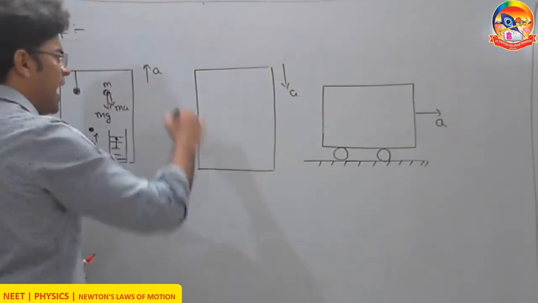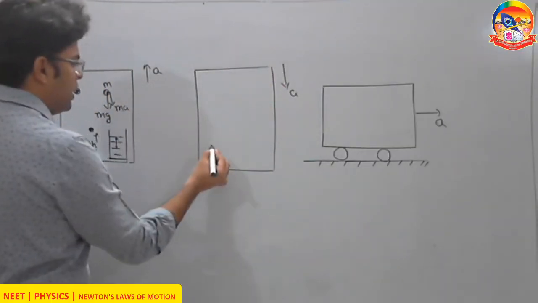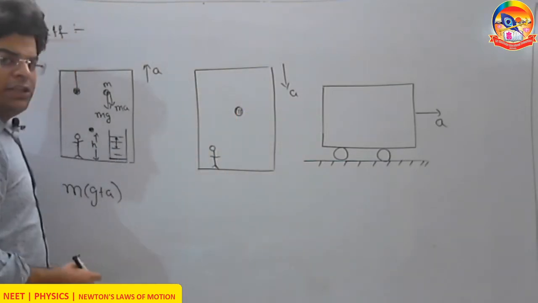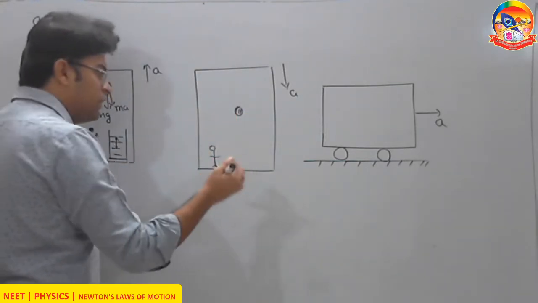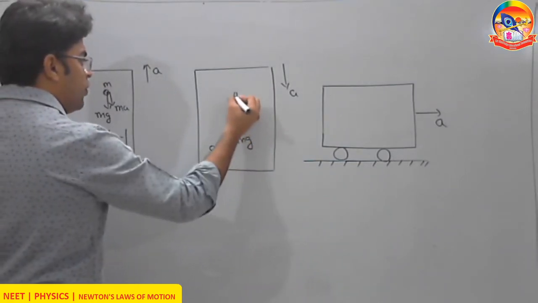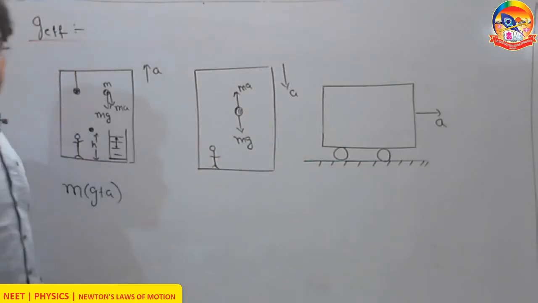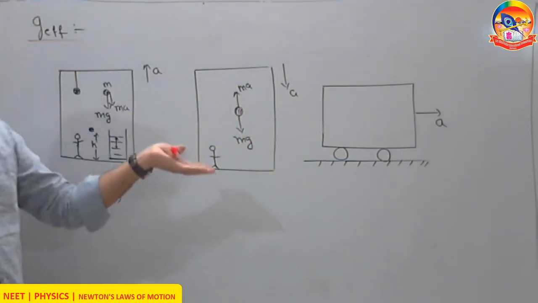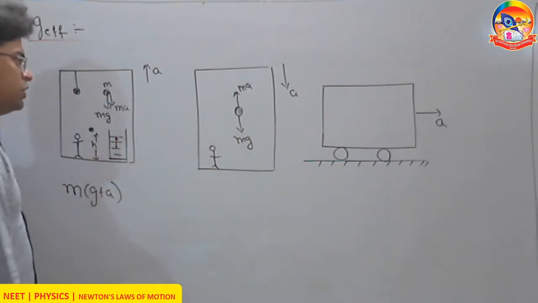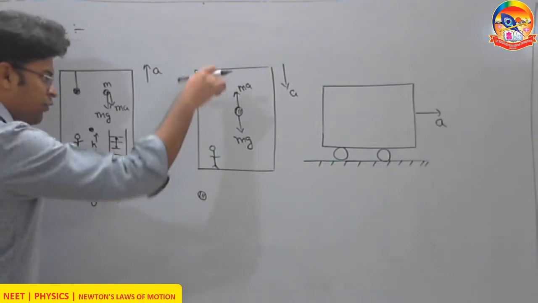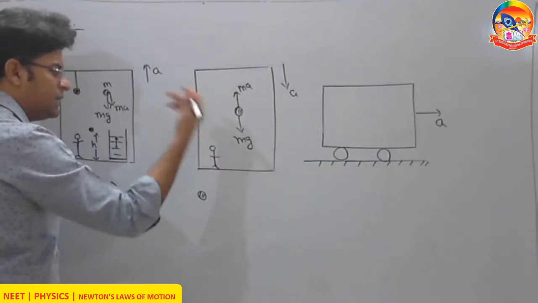Similarly, if the lift accelerates down with an acceleration a, if an observer stands inside the lift and observes a mass, on this mass, in the frame of this observer, two forces will act. A force of gravity mg, a pseudo force upwards ma. Remember that the pseudo force must be applied in direction opposite to acceleration of frame. That's why upward.